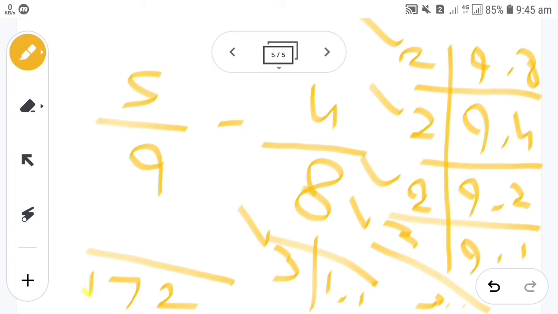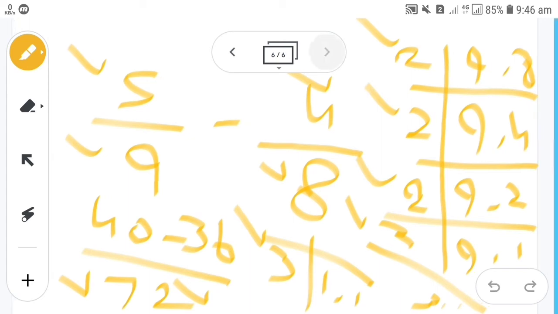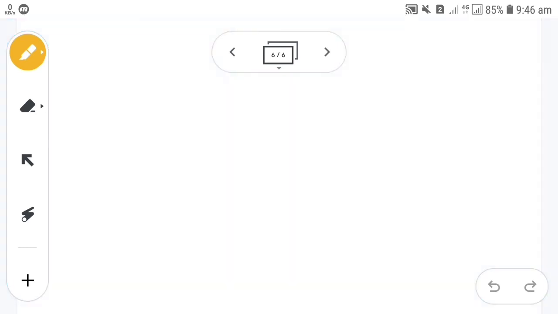Now divide this 72 by 9. This gives 8. 8 multiplied by 5, 40, minus. Divide 72 by 8, and this gives 9. 9 multiplied by 4. This gives 36. And 40 minus 36 over 72. This gives 4 by 72.